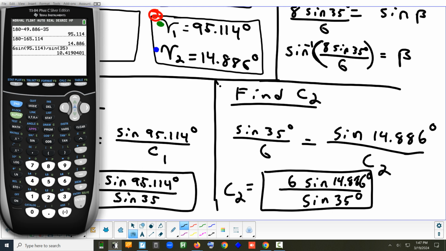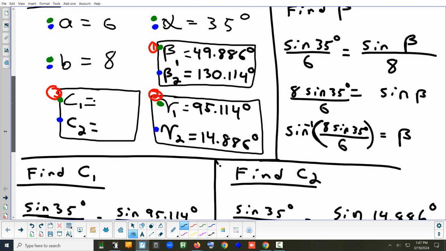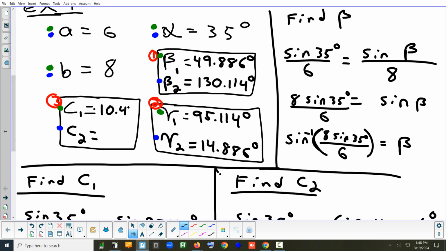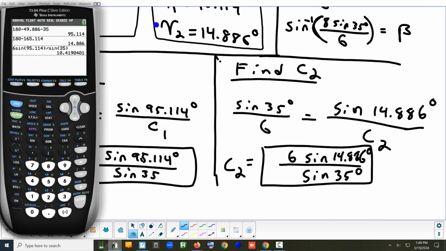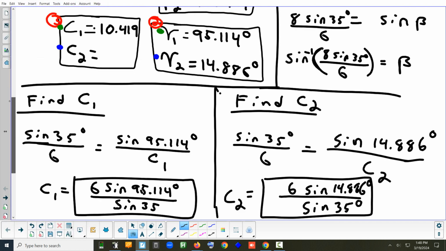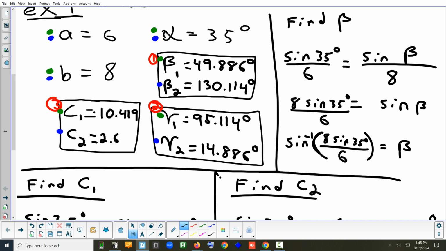Okay, so it looks like C1 is 10.419. And C2, well, I usually just press second and then enter. Brings up the last thing I just typed. And then just change 95 to 14. 2.687. Okay, so for anyone who was doing those yourself, did you get those two answers? All right, perfect.